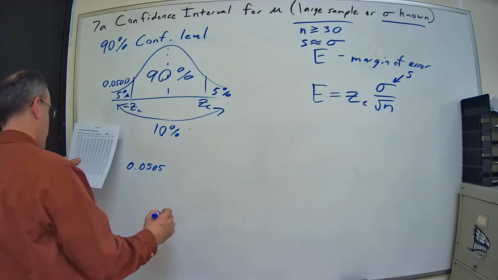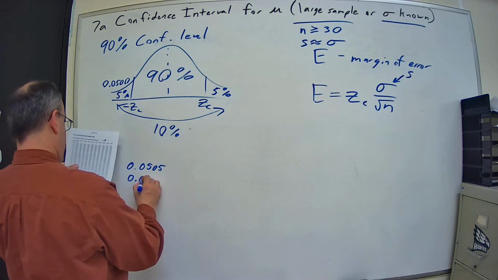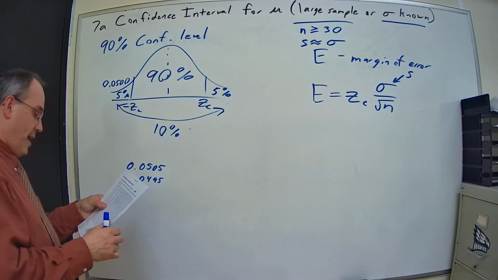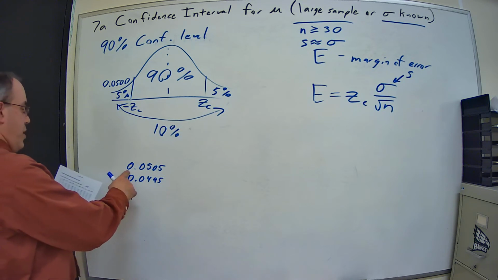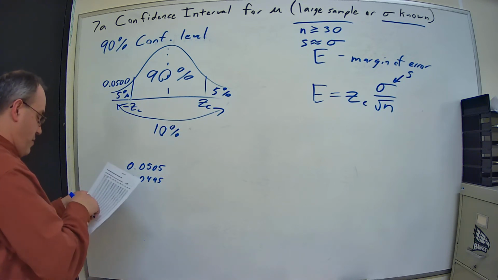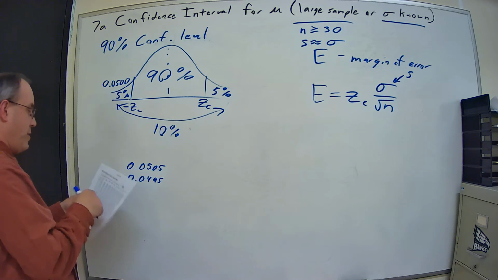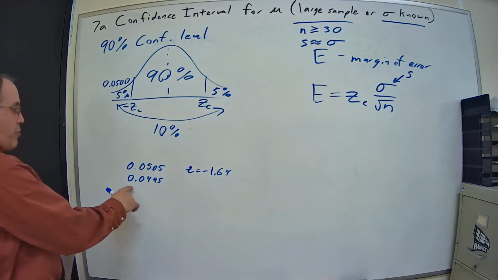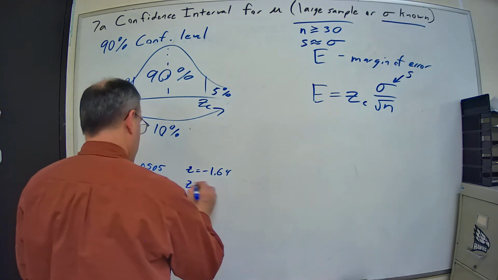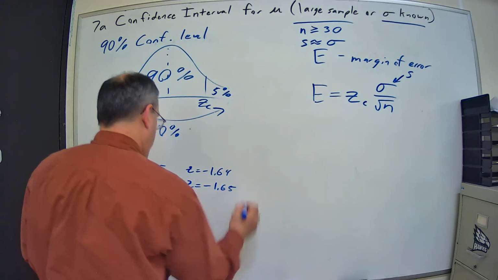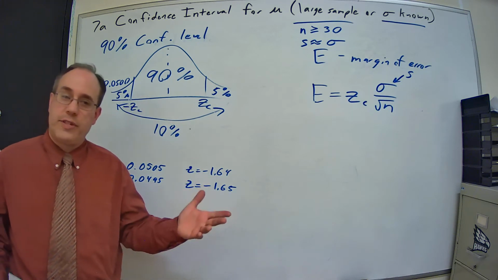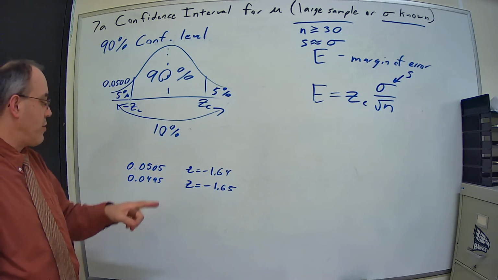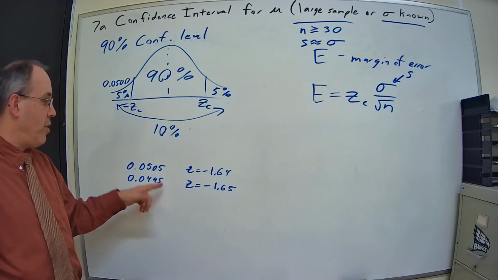And so I'm looking in the body of the table, and I see 0.0505, and I see 0.0495. The z-score associated with 0.0505 is negative 1.64. The z-score associated with 0.0495 is negative 1.65. Now when we're doing a reverse table lookup, we always look for which one's closer to the value we were looking for. We were looking for 0.0500. This one's 5 above, this one's 5 below, so they're equidistant.